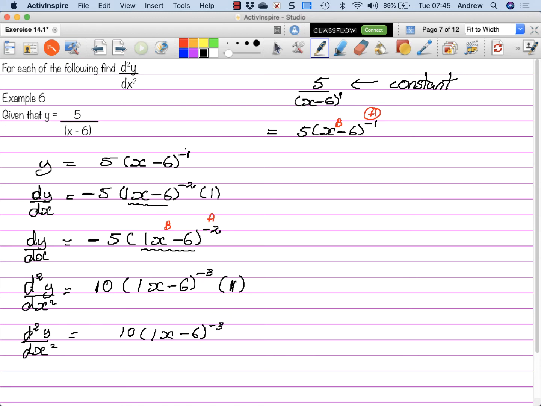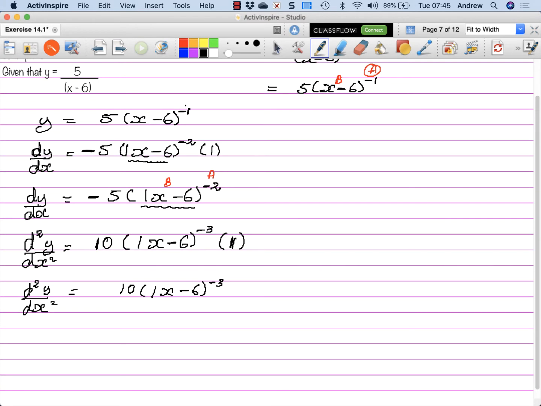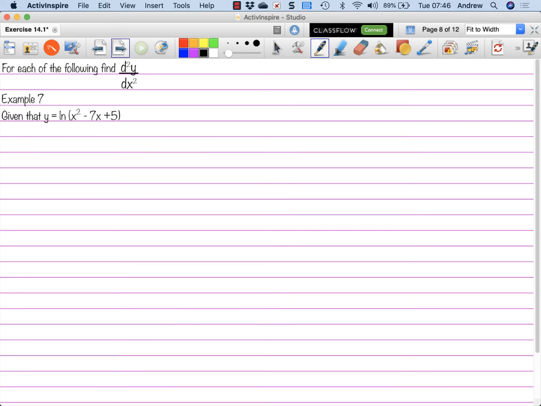We can rewrite that line because x minus 6 to the power of minus 3 can be moved to the bottom, and then that becomes x minus 6 to the power of 3, and that is d2y by dx squared. So in actual fact, there's an awful lot of rewriting in these problems. On to the next example.